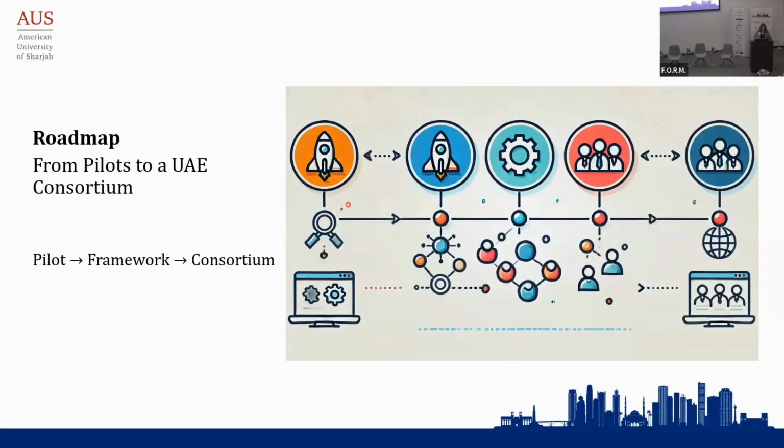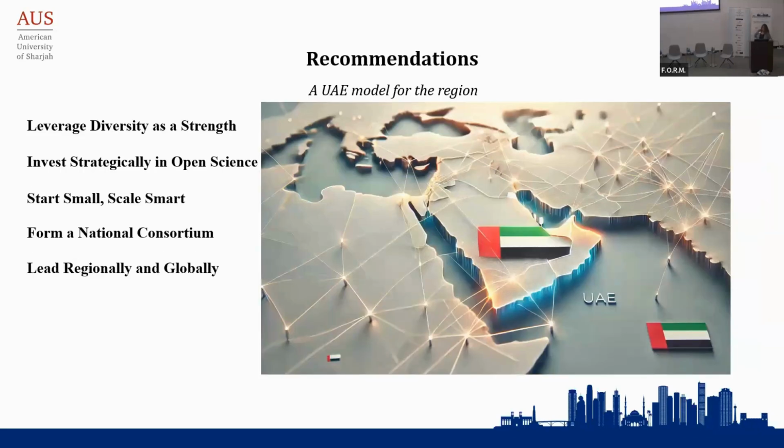This roadmap is ambitious, definitely, but it's also very practical because each step builds on the step before it, and it ensures that we are building a resilient community. So, recommendations. How do we get there? We, as the UAE, must leverage our diversity as a strength. Building inclusive cross-institutional collaborations in the UAE that reflect the country's rich cultural and institutional diversity. This is very important. Everybody must be represented.